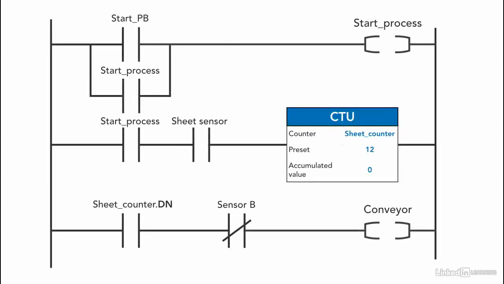So this is how the program looks for this part. Once the start push button is pressed, the start process starts. Once counting 12 sheets, the counter is done counting, the conveyor starts and only stops when reaching sensor B.